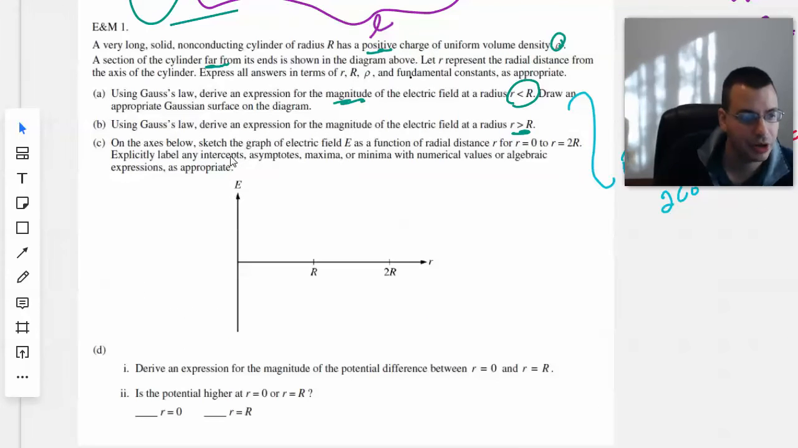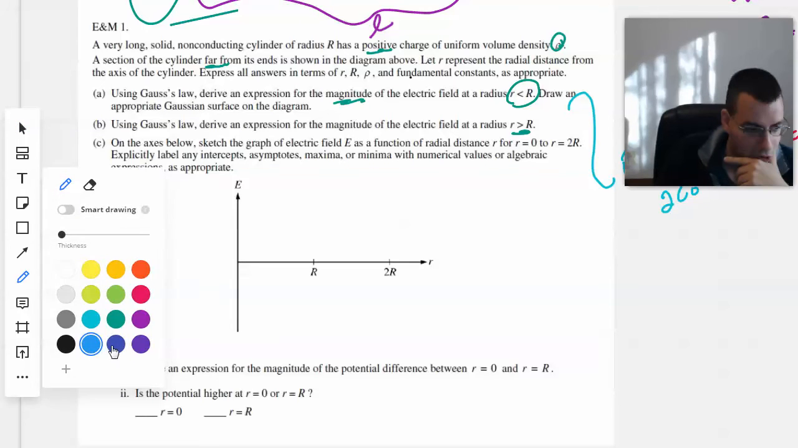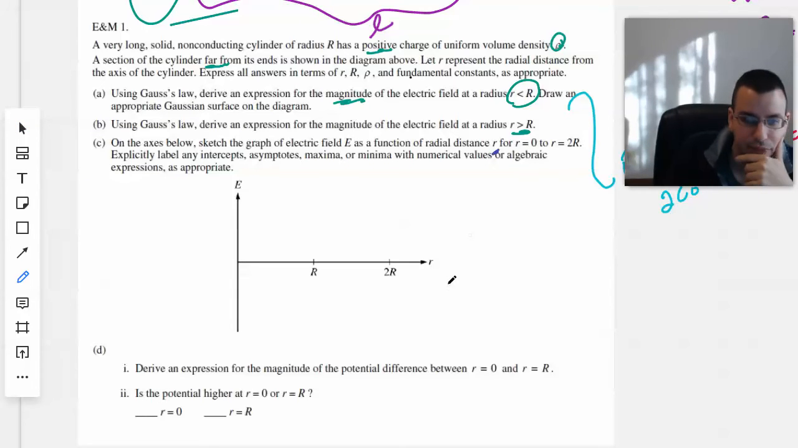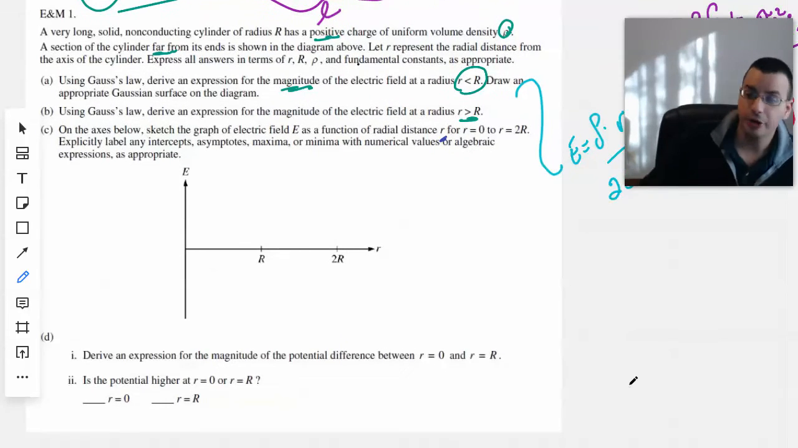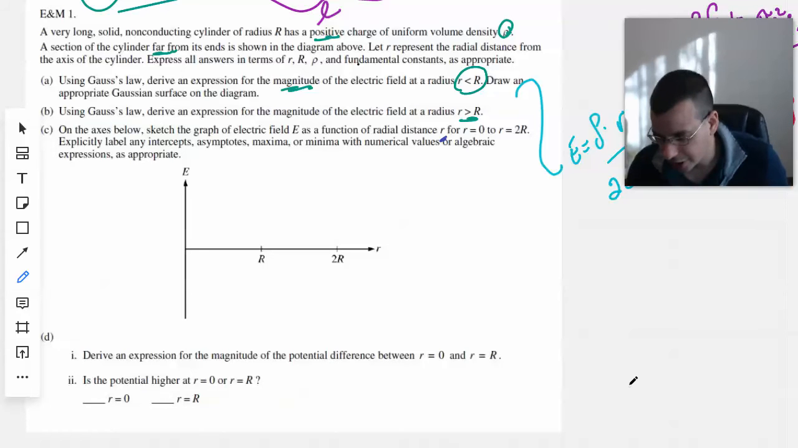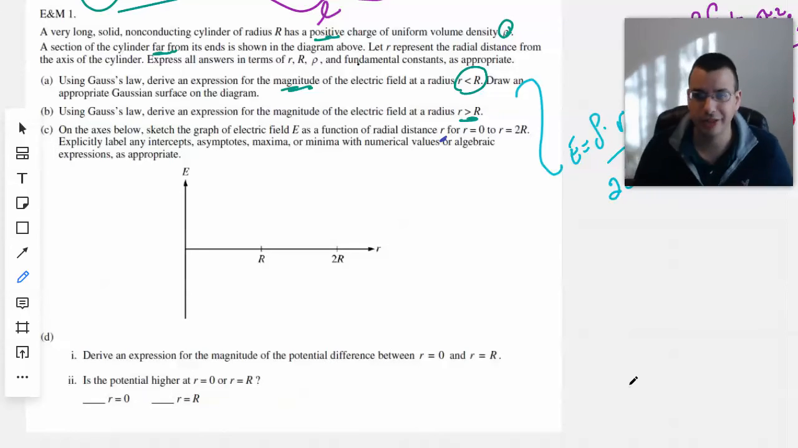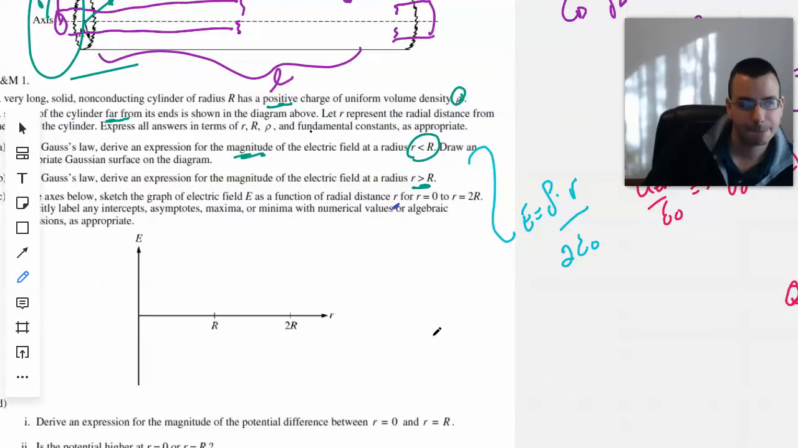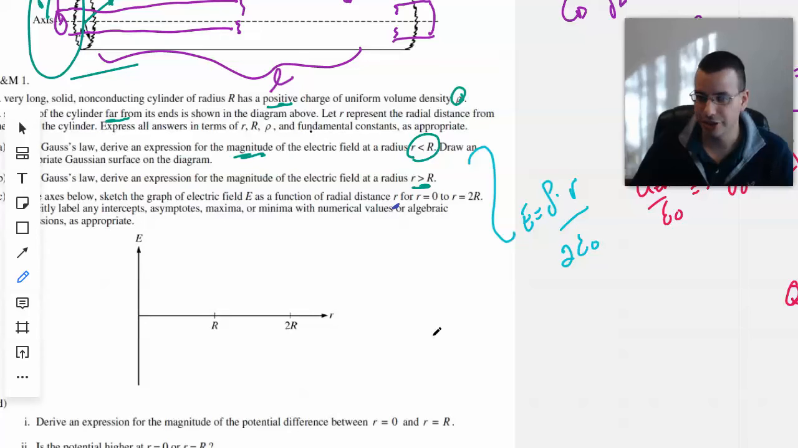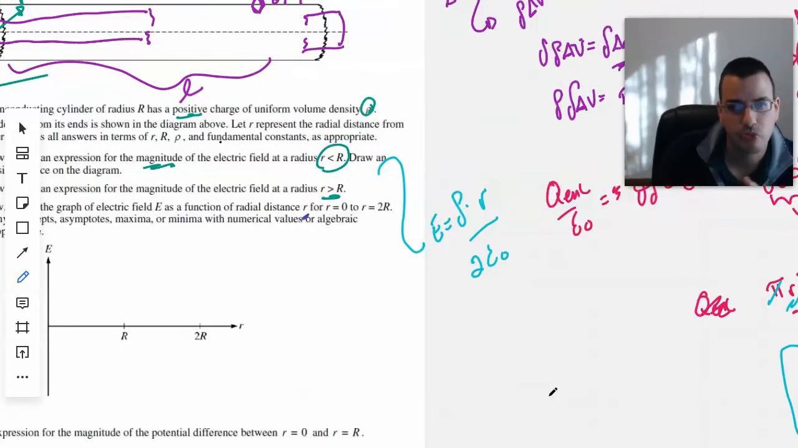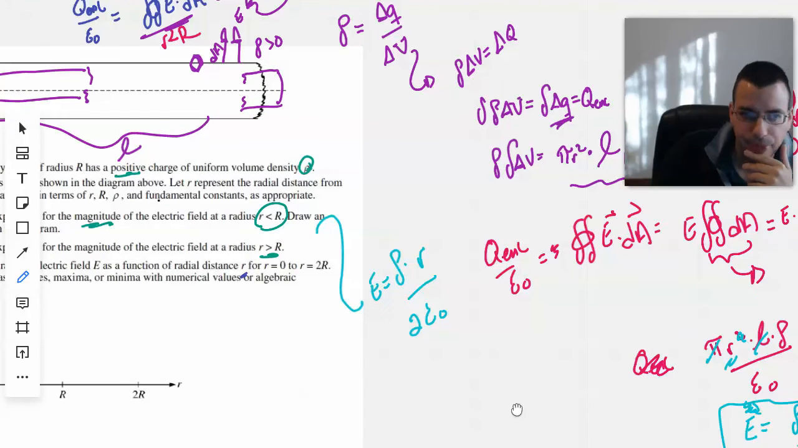On the axis below, sketch the graph of the electric field E as a function of r, from 0 to 2R, and explicitly label it. If this was a question on the AP test, you'd have about 15 minutes to do the whole thing, so you'd have to be going quicker than I am now. I try to explain things in more detail than you would if you were rushing through the exam.